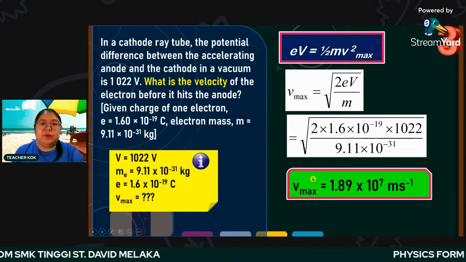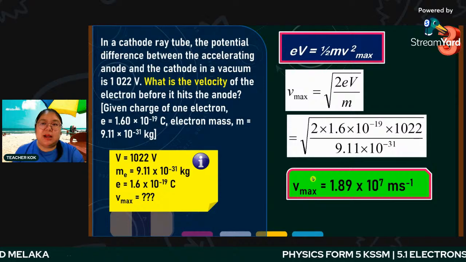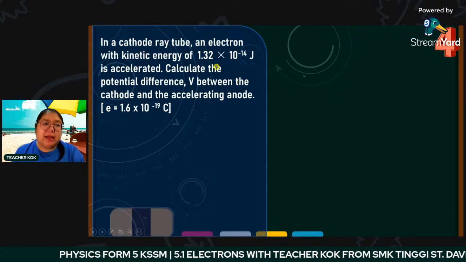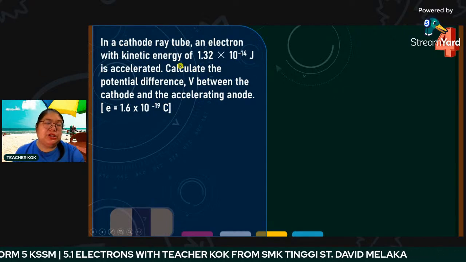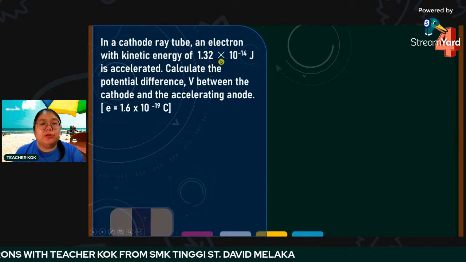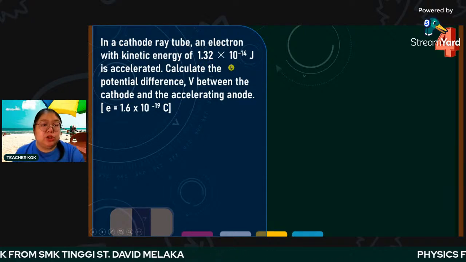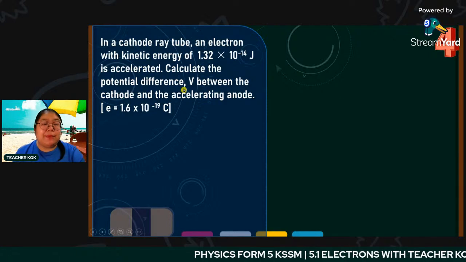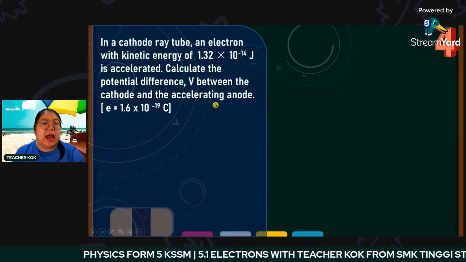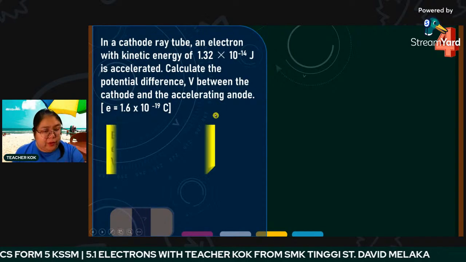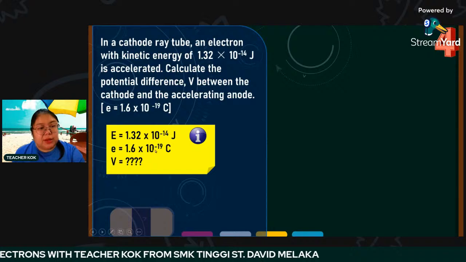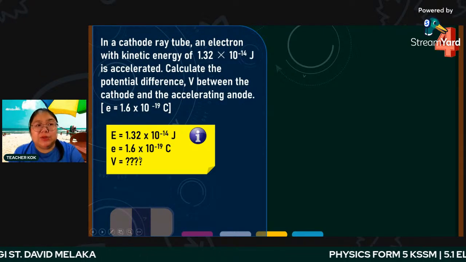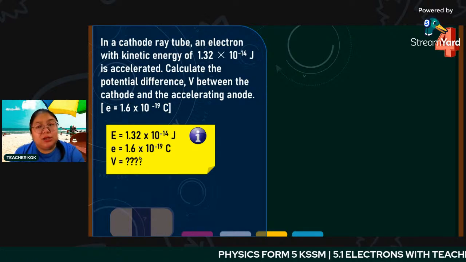Okay, so we continue with question number 4. In a cathode ray tube, an electron with the kinetic energy, okay, now they provide the energy, 1.32 times 10 power of negative 14 joule, is accelerated. We need to calculate the potential difference, capital V, between the cathode and the accelerating anode. Okay, info. First one, we know the energy, then we know the electron charge, then we need to find the potential difference. This one is not velocity. They want potential difference.